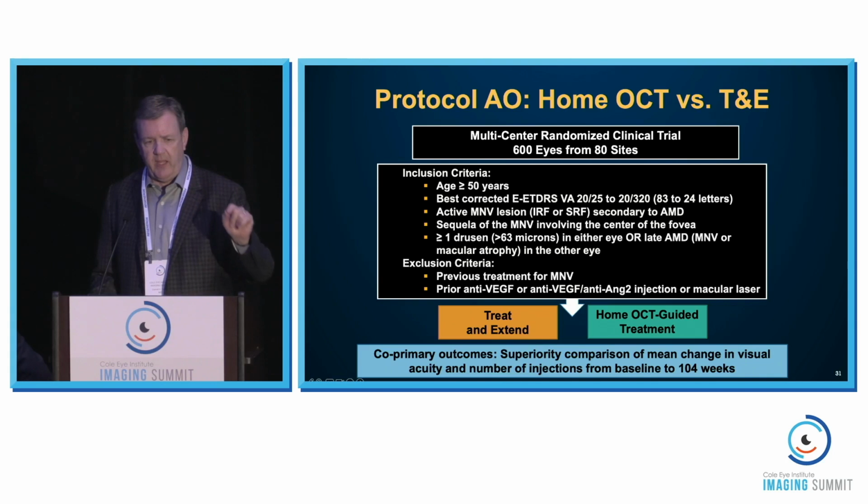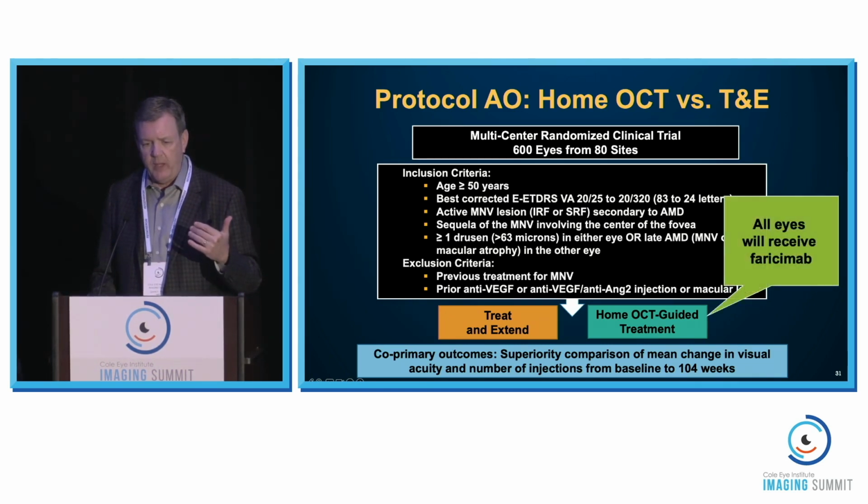This is protocol AO. It is going to be a multi-center randomized clinical trial of 600 eyes from 80 sites. They'll be randomly assigned to treat and extend versus home OCT. All eyes will be treated with faricimab. And we have co-primary outcomes. It is actually a superiority trial.